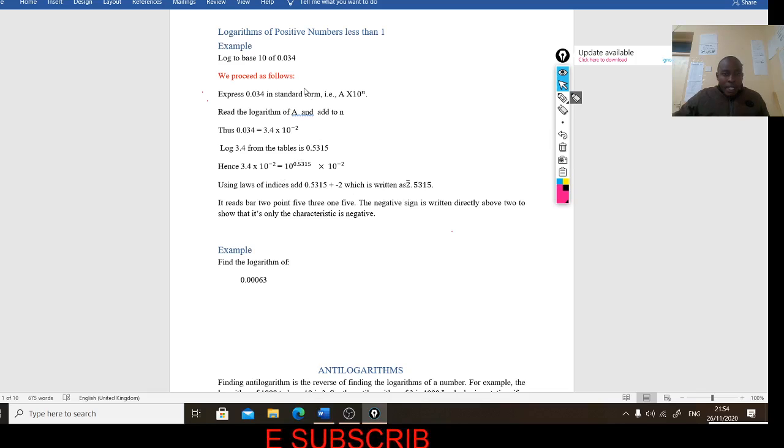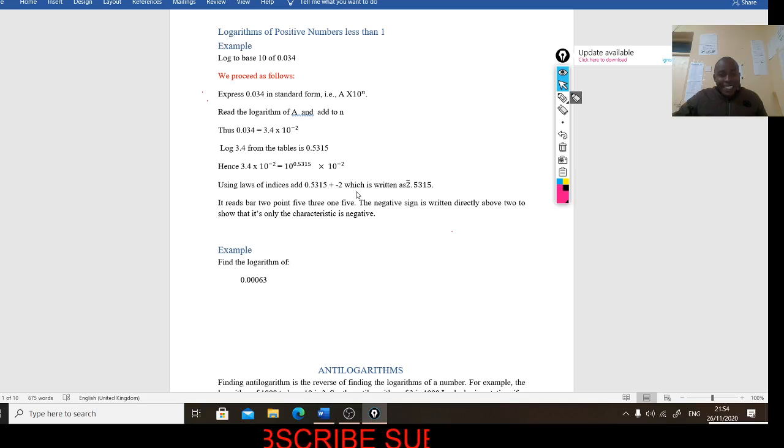So, like this one, you count 1, 2, it would be 3.4 times 10 power of negative 2. So we look for the logarithm of 3.4 from the table. Now you know how to look for the logarithm. You will find it as 0.5315, then times 10 power negative 2. So we add now the powers, power of negative 2; you don't write it as negative, you write it as power 2 plus 0.5315.